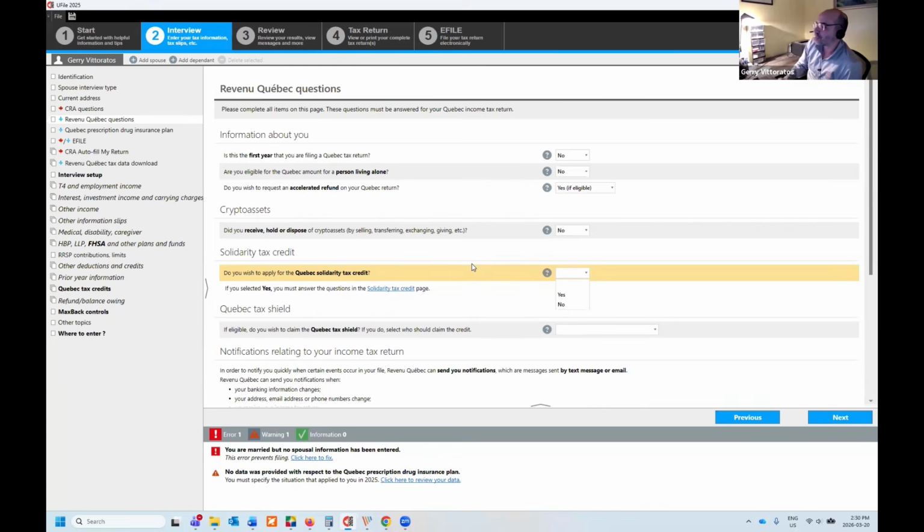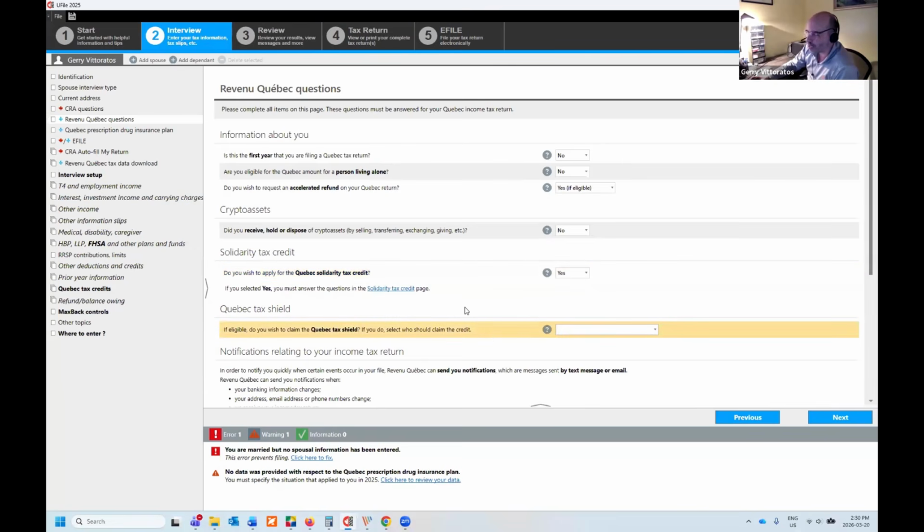So solidarity is the equivalent in Quebec, but with Quebec, you have to answer questions. You have to apply for it. Federally, you just submit your return, and then the federal government will determine if you're eligible or not. And usually, it's based on your income, on your age, and whether you're a Canadian resident or not. Quebec, though, there's more criteria. So you have to answer a few questions before they give you the credit. So we'll say yes, and we'll go through those questions together and see what it is.